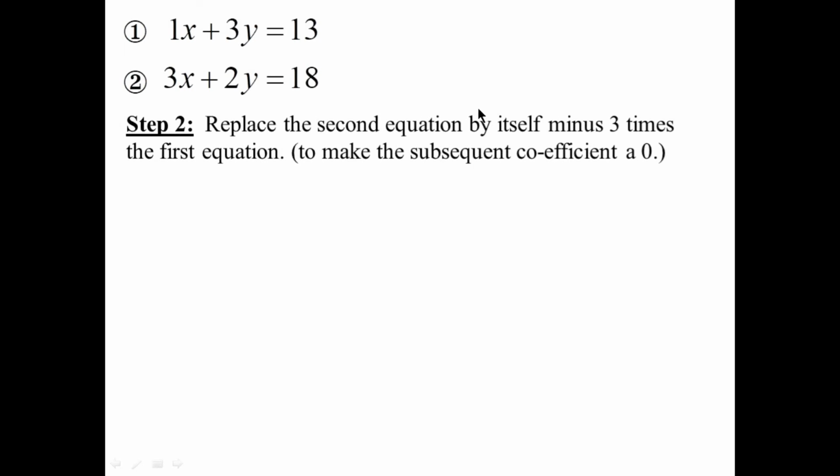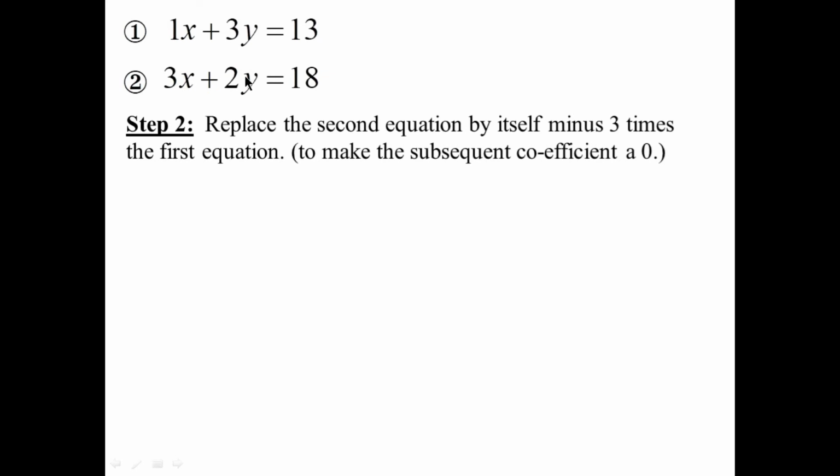Step 2. We're going to replace the second equation by itself, minus 3 times the first equation. And we're going to do this to make the subsequent coefficient a 0. See this 3 here? We want this 3 to be a 0. So we built a 1, and now we're going to make a 0 by replacing this equation with itself, subtract 3 times the first equation.